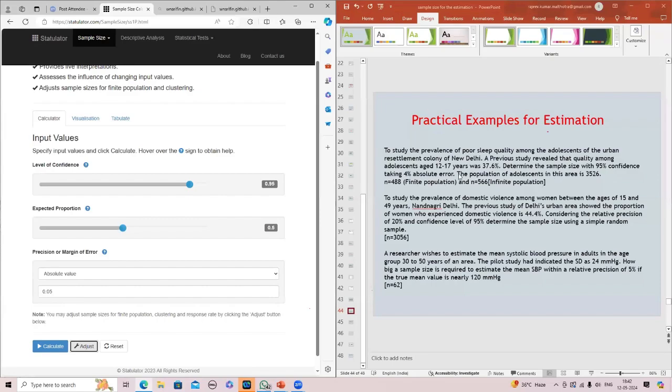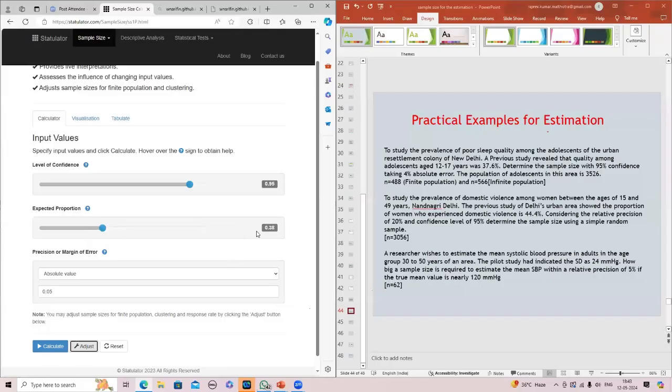And the population of adolescents in this area is 3526. First, I will not consider this finite population. I am assuming it to be infinite and calculating the sample size. Then I will go for the adjustment. So here you click on the level of confidence 0.95. The expected proportion we have to change to 37.6. So here you put 37. It takes 2 decimal places, so you have to select 38.